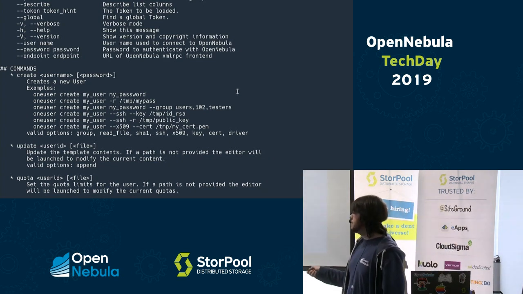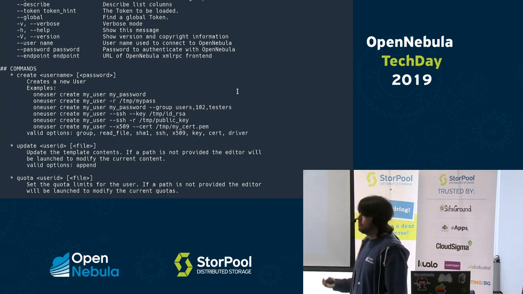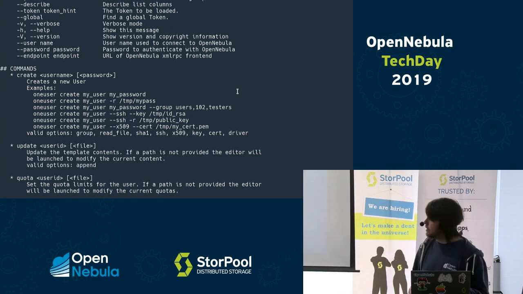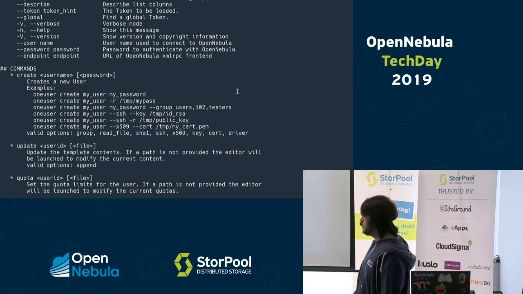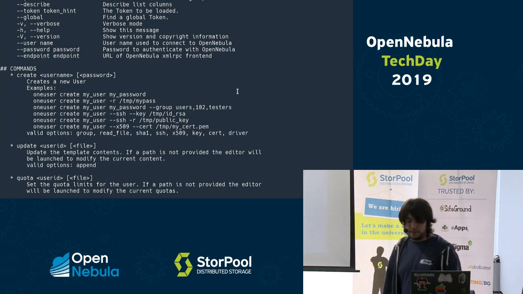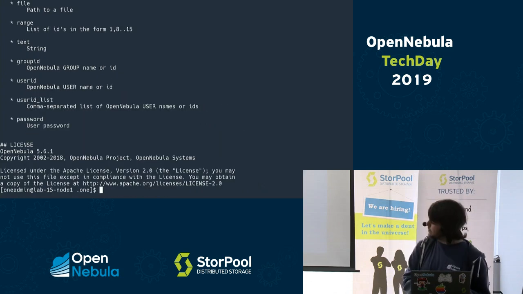We can update the user. It will prompt an editor, Vim, Nano, whatever you use, and you can change the content of the templates. These two subcommands are available in most of the commands in OpenNebula, because you can create and update everything: data store, virtual network, etc.